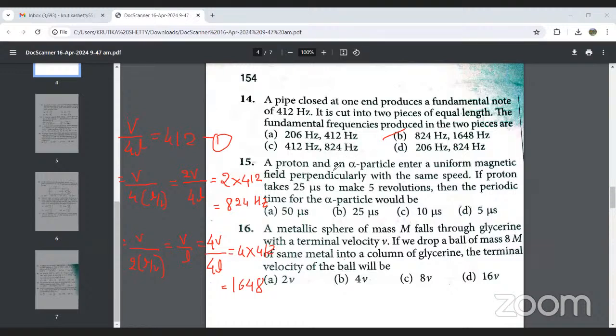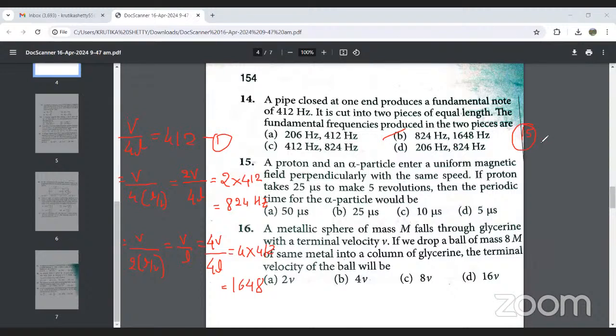Yes, moving towards the next question, students. A proton and an alpha particle enter a uniform magnetic field perpendicularly with the same speed. If the proton takes 25 microseconds to make 5 revolutions, then the periodic time for the alpha particle would be. So, the time taken by the proton to make 1 revolution. Question number 15 I am solving here.